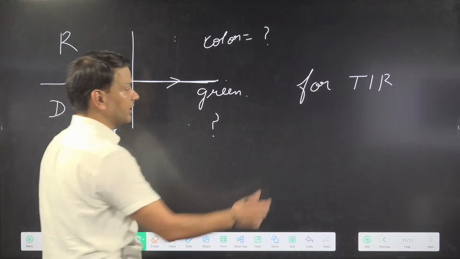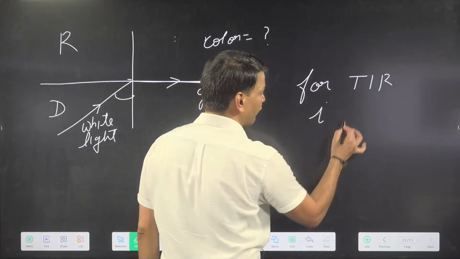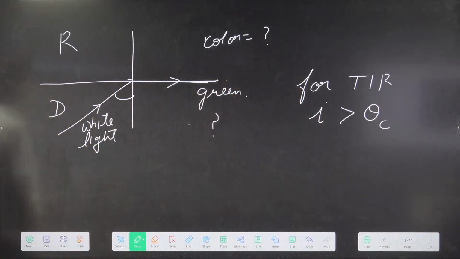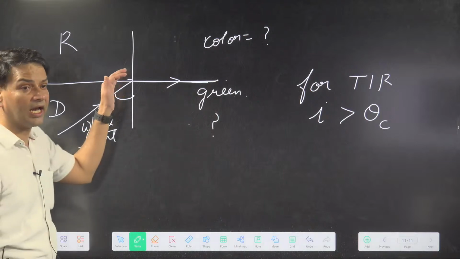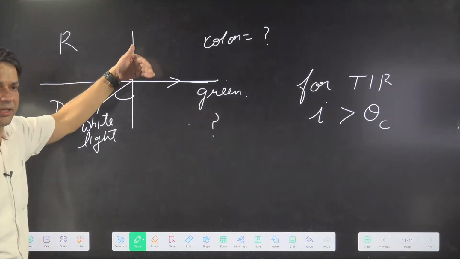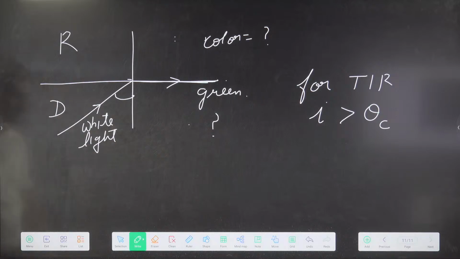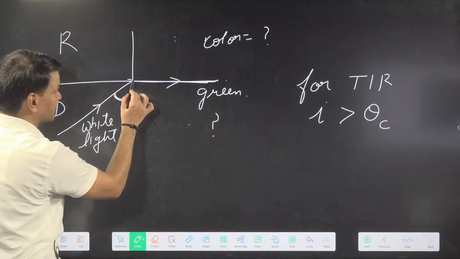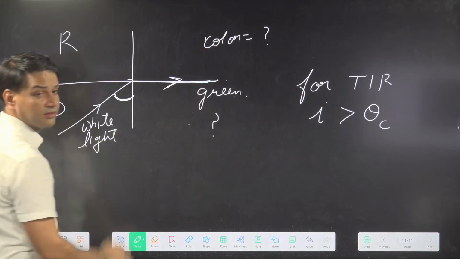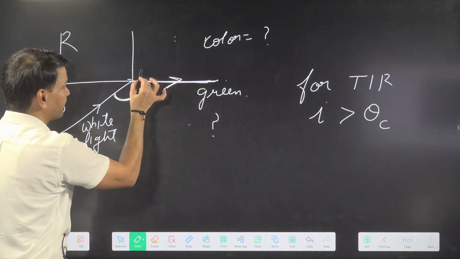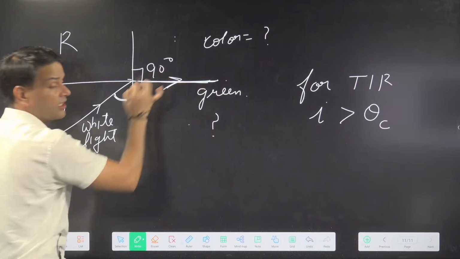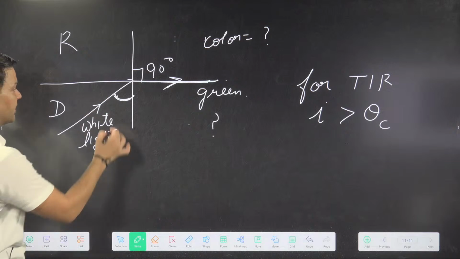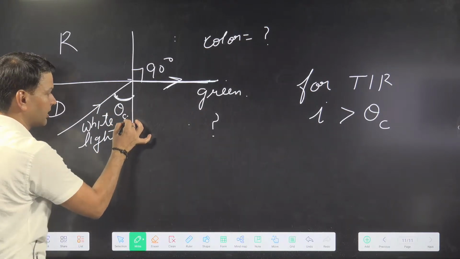Okay. For TIR, we have to remember the angle of incidence must be greater than the critical angle. Then the light ray will not go out into the other medium, it will get TIR. Now, this angle of incidence, green is going just grazing the surface. It means the angle of refraction for green is 90, so this angle of incidence is the critical angle for green.